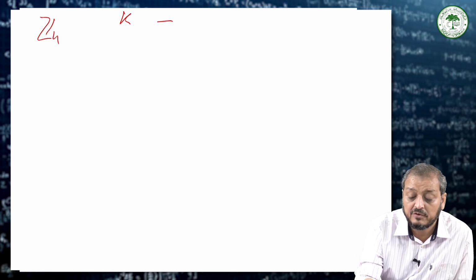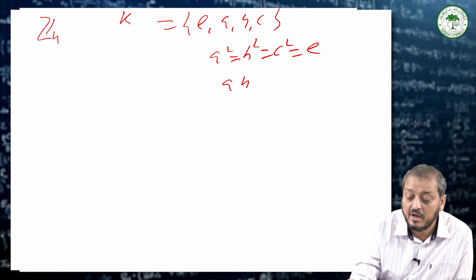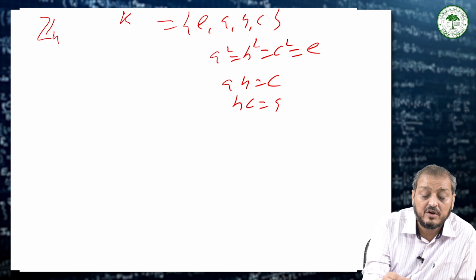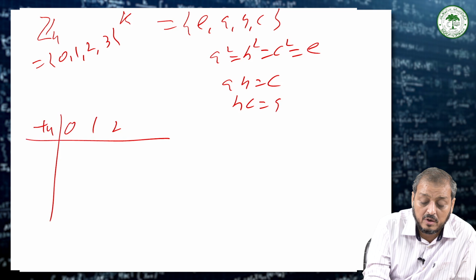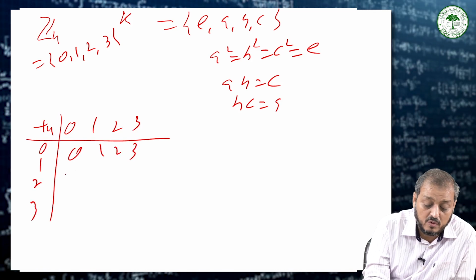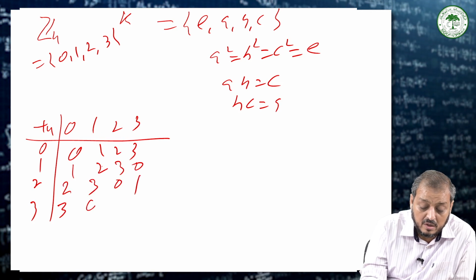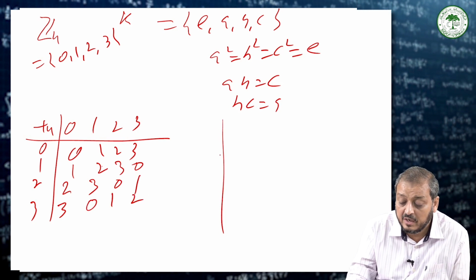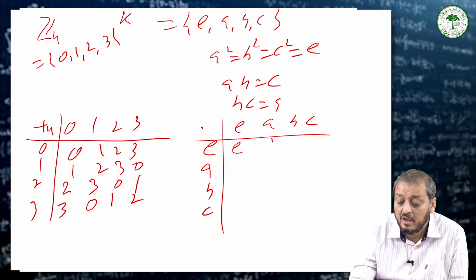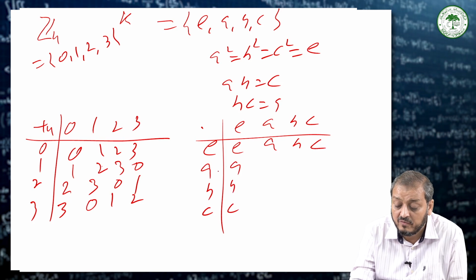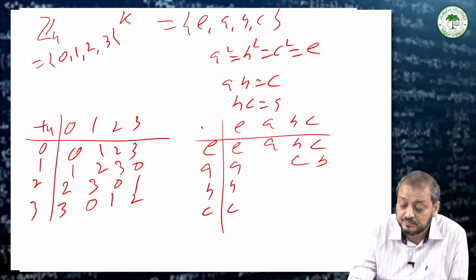The Klein 4-group is of the form {e, a, b, c}, where a squared, b squared, c squared are equal to the identity, and ab is equal to c, bc is equal to a, and so on. And Z_4 has the elements 0, 1, 2, 3. We take the table of addition modulo 4 with rows and columns 0, 1, 2, 3. Then for the Klein 4-group, we have e, a, b, c under multiplication, where a squared is e, ab is equal to c, ac is equal to b, and so on.